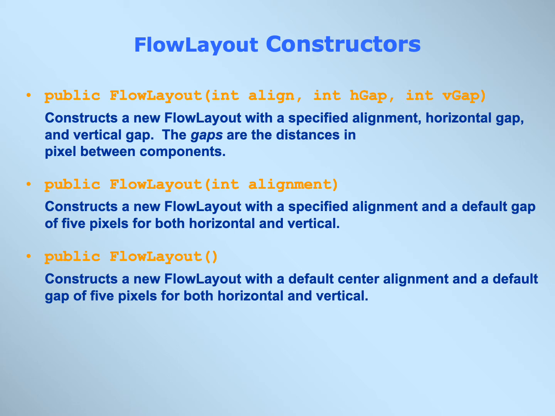The second constructor is public FlowLayout(int alignment). It constructs a new FlowLayout with a specified alignment and a default gap of 5 pixels for both horizontal and vertical. If you have a specific horizontal gap and vertical gap that you want to have, you would use the first constructor. The third constructor is public FlowLayout(). It constructs a new FlowLayout with a default center alignment and a default gap of 5 pixels for both horizontal and vertical.